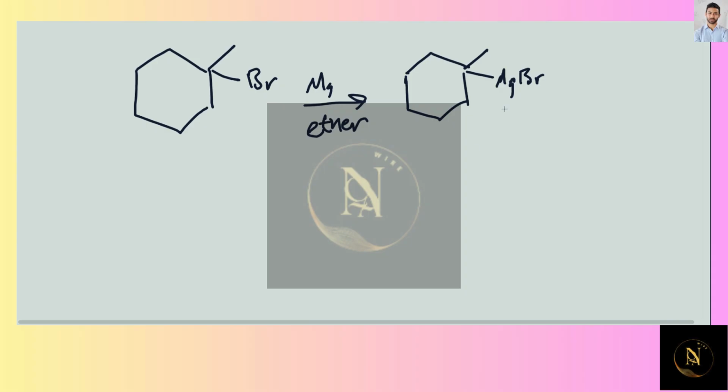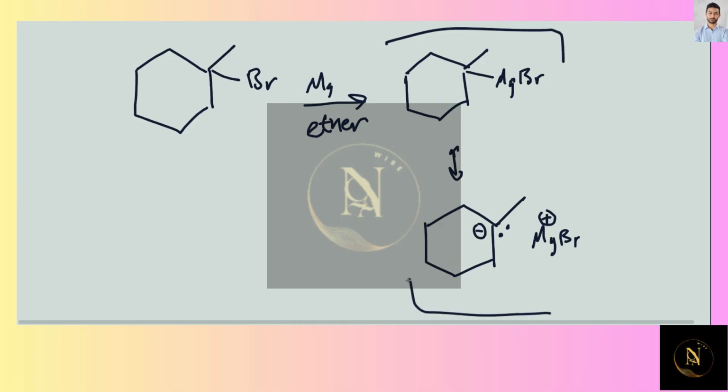Now recall that Grignard reagents are extremely basic, right? Because another way we can conceptualize this is as having a lone pair and a negative charge on carbon and a positively charged magnesium bromide off to the side associated with it, right? So these are two ways of drawing the same thing.